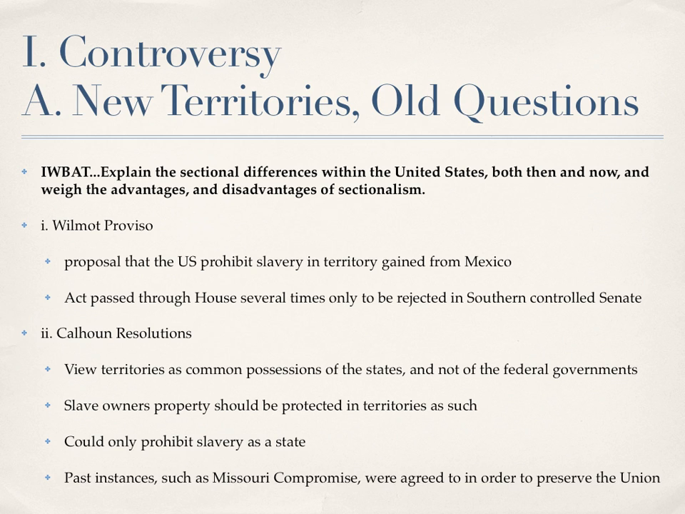So he suggested that slave owners, their property, which would be their slaves, should be protected in these territories as such, because the territories shouldn't necessarily be under the jurisdiction of the federal government when it comes to issues like slavery. So the only time that these territories could prohibit slavery is once they had become a state, and if they put that in their state constitution. And he claimed that past instances, such as the Missouri Compromise, where it had said that slavery would be prohibited, that was only agreed to in order to preserve the Union, kind of as a last ditch effort at doing that.